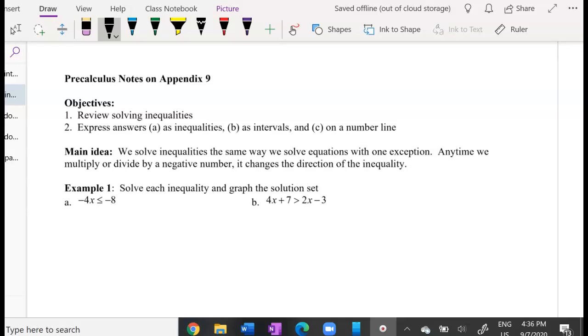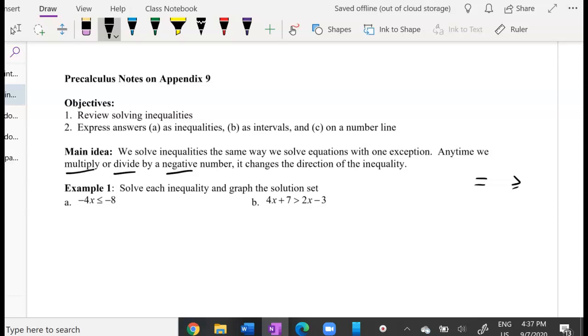So this is a review of solving inequalities, which we do largely the same way as we solve equations. There's only one important exception, and that is any time that we multiply or divide by a negative number, we have to change the direction of the inequality. Of course, with equations, we don't have to worry about that because you can't change the direction of an equal sign. But with an inequality, you can change the direction of any of the four inequalities: inclusive, non-inclusive, greater than, less than.